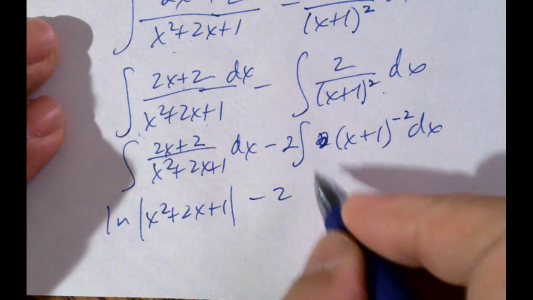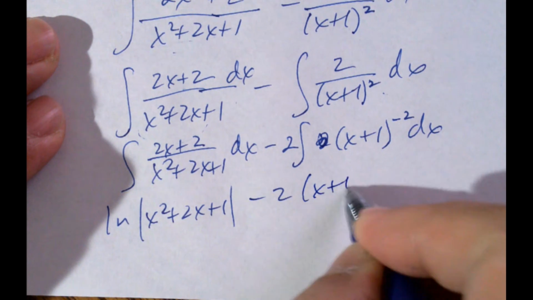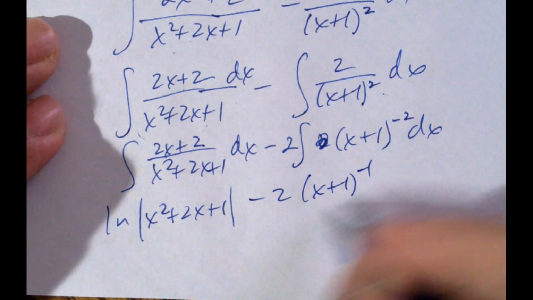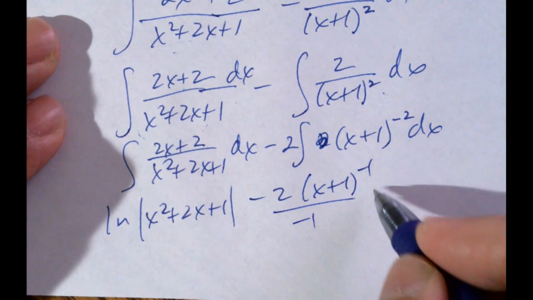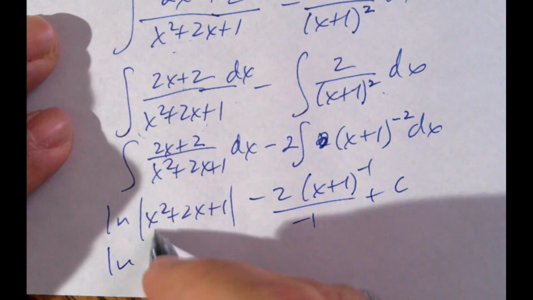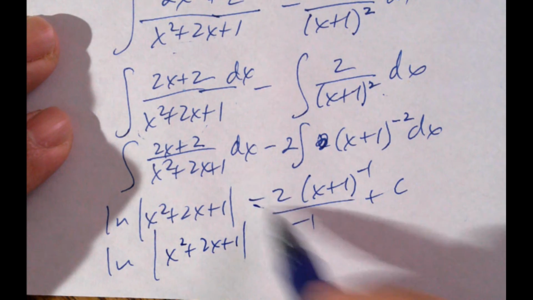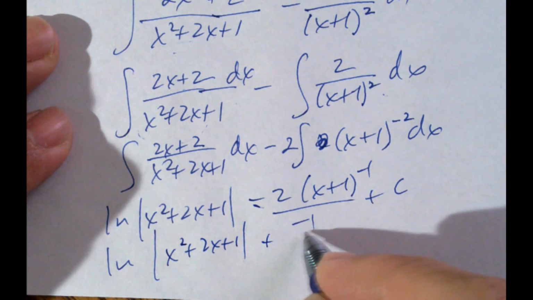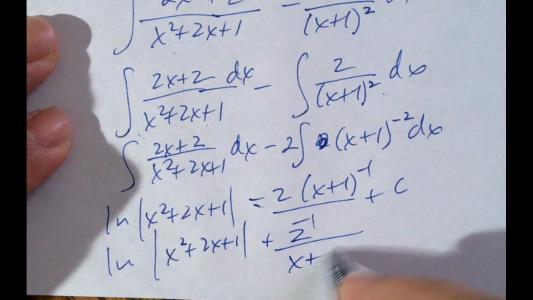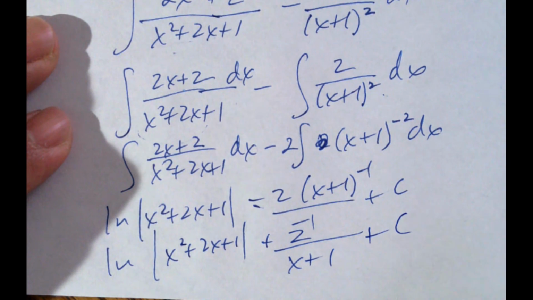All right, so this becomes x plus 1 raised to the negative 1. Remember, you add 1 and then divide by the new exponent plus c. So final answer, I just copy this part. The negative becomes positive, so it's plus 2 over x plus 1 plus c. All right, that is A. And then moving on to B, the last example on this page.